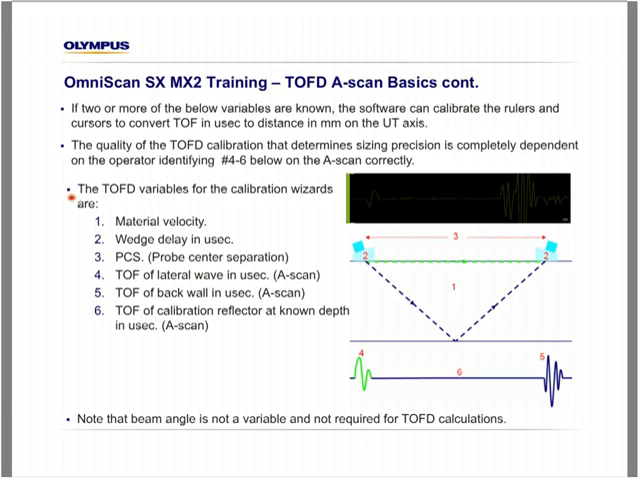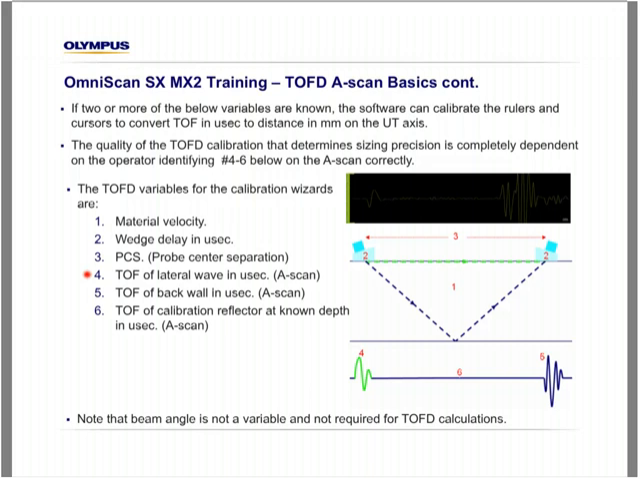The basic raw ingredients of the Toth group include the 6 parameters here. If 2 or more of these variables are known, the software can calibrate the rulers and cursors to convert time of flight in microseconds to distance in millimeters on the UT axis. The quality of the Toth calibration determines the sizing precision for depth and height. It is completely dependent on the operator identifying these signals accurately for a precision inspection.